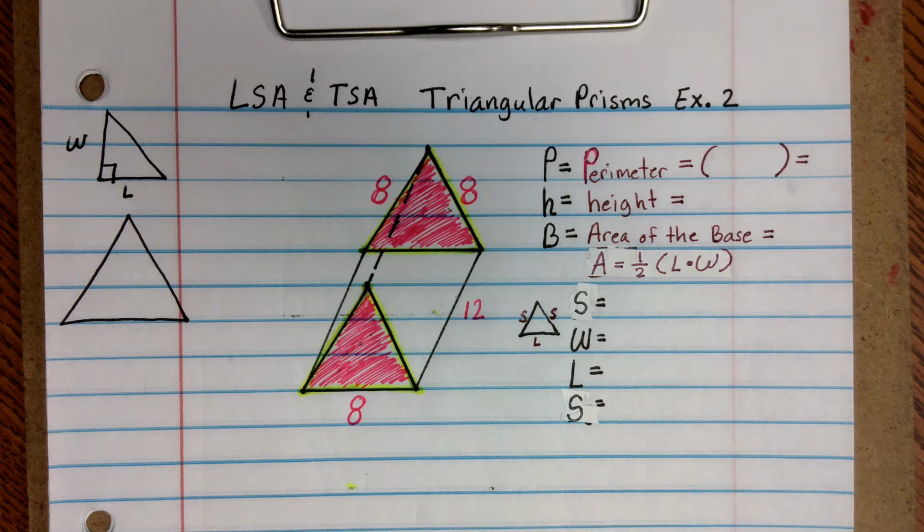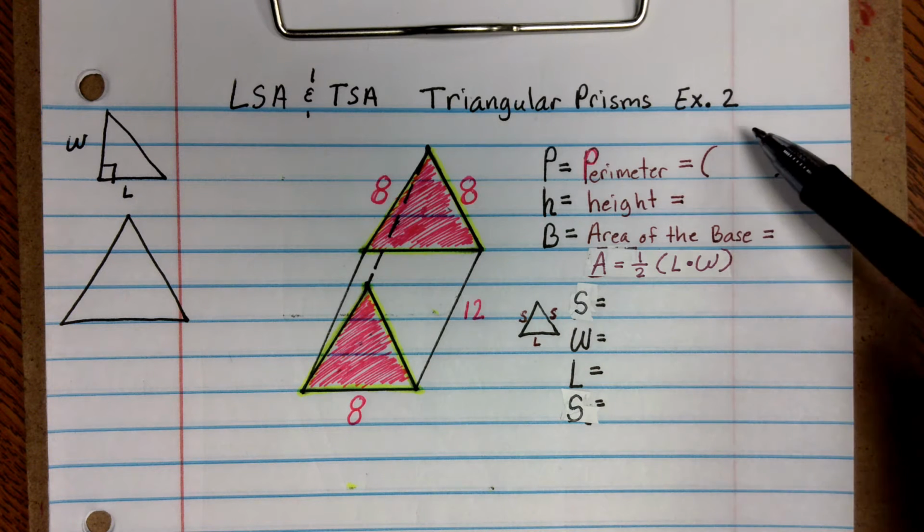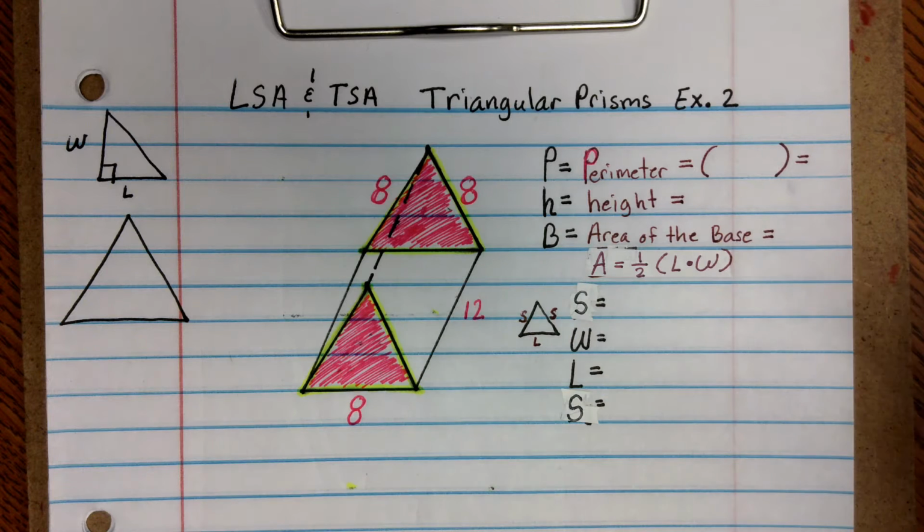In this video, we're going to look at finding the LSA and TSA, so our lateral surface area and total surface area, of a triangular prism. So notice that this is a second example, and it's a little bit different than the first one if you watched example number 1 for triangular prisms.